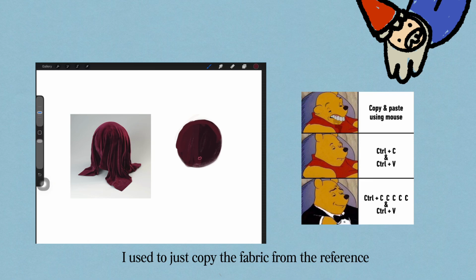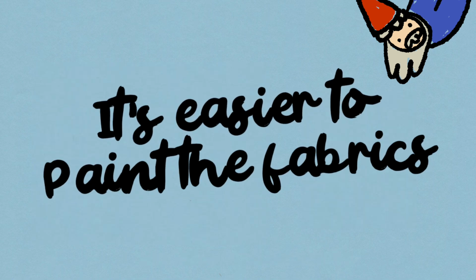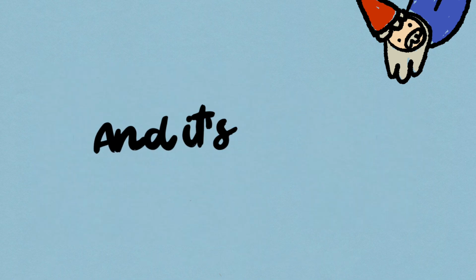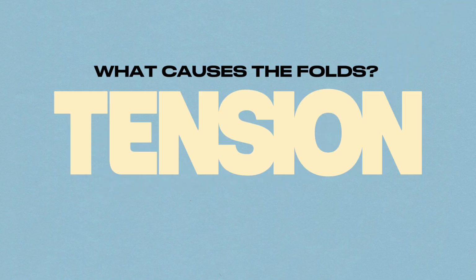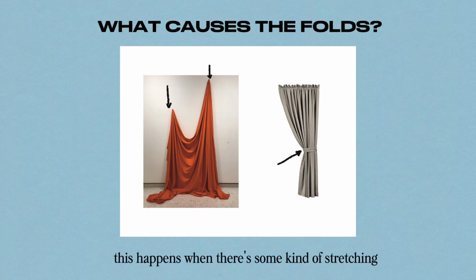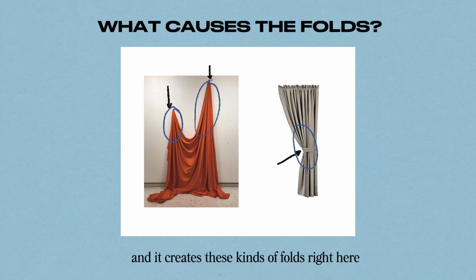I used to just copy the fabric from the reference, which could work. I love using references, but it's easier to paint fabrics if you understand why the folds are there and that it's not just random folds. First, there's tension. This happens when there's some kind of stretching or pulling of the fabric. As you can see, the tensions are the points here, and it creates these kinds of folds right here.